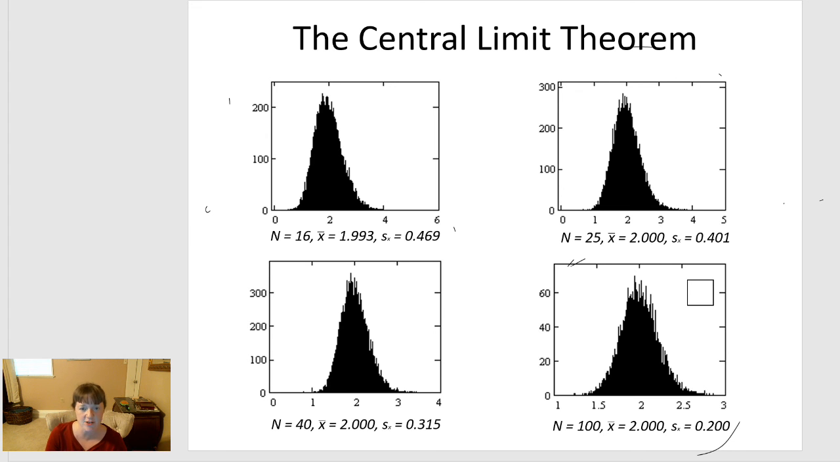So now in my 10,000 samples, I've got 100 people in each sample. And 100 people is just a better approximation of my parent population than 10 people were. And so each sample average is going to be pretty darn close to 2. And getting sample averages far away with 100 people just becomes less likely. And so the amount of error is smaller. Standard error is smaller. And the central limit theorem told me that it should be sigma over the square root of n.